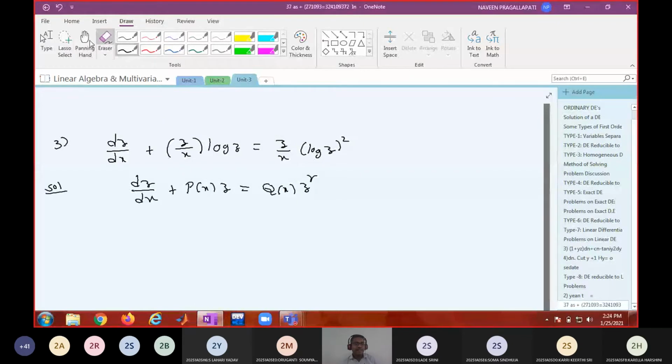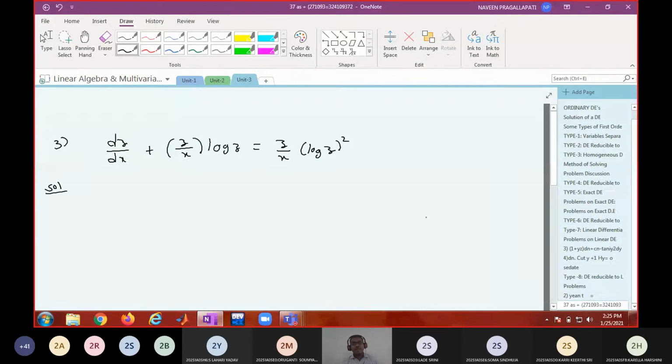But here what is the z coefficient? The z coefficient is 1 by x into log z, but you want only z. On the right hand side also 1 by x is q of x and z power r must be there, but (log z) whole square is extra. So is it Bernoulli? This is not a Bernoulli differential equation. Then what to do?